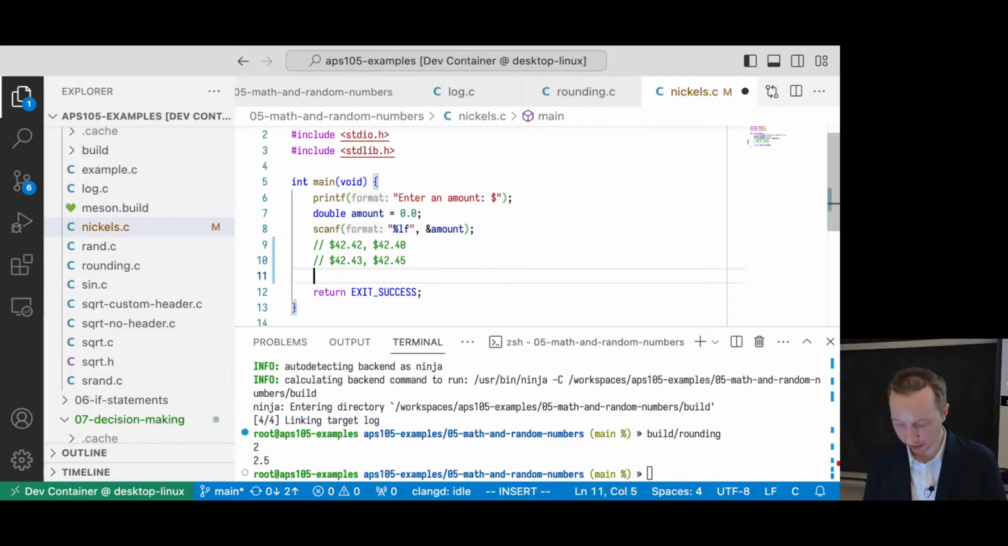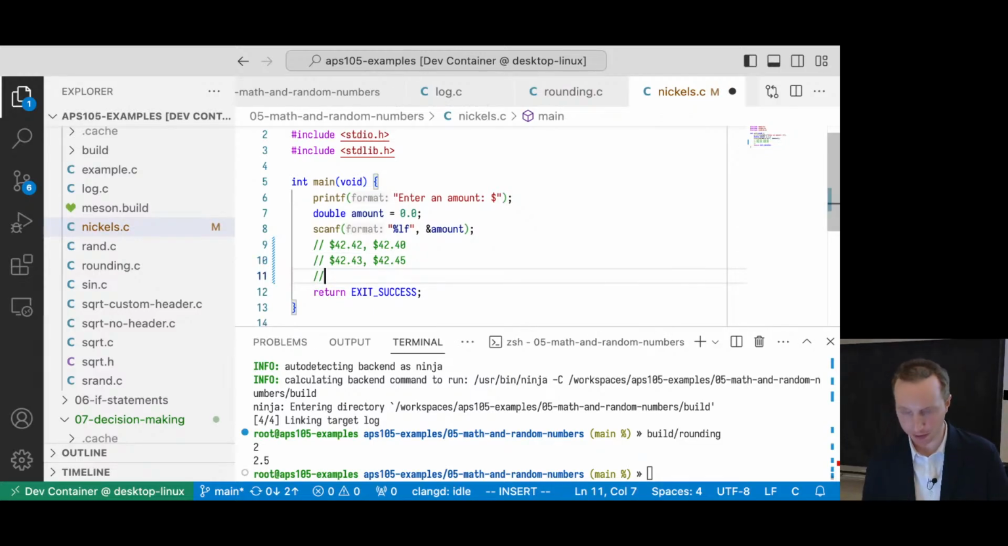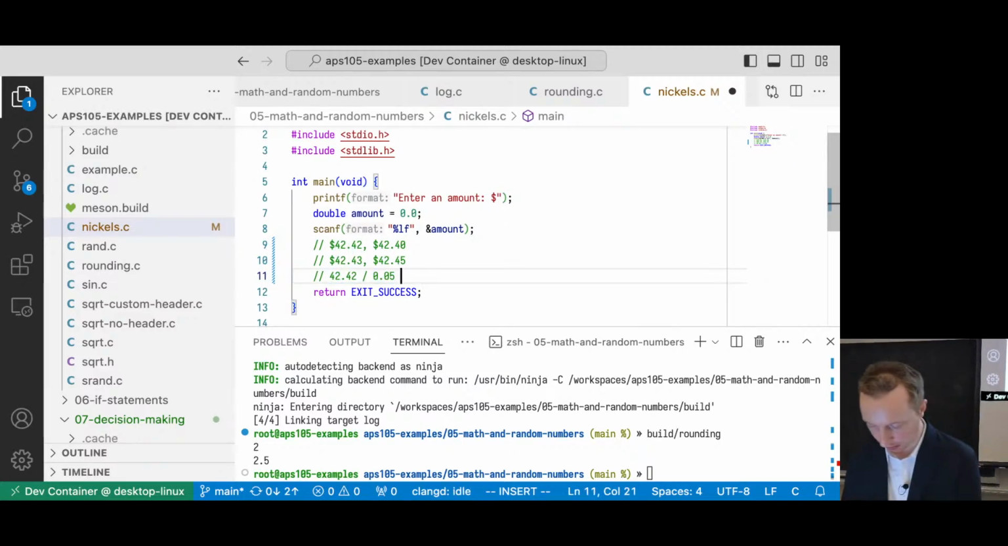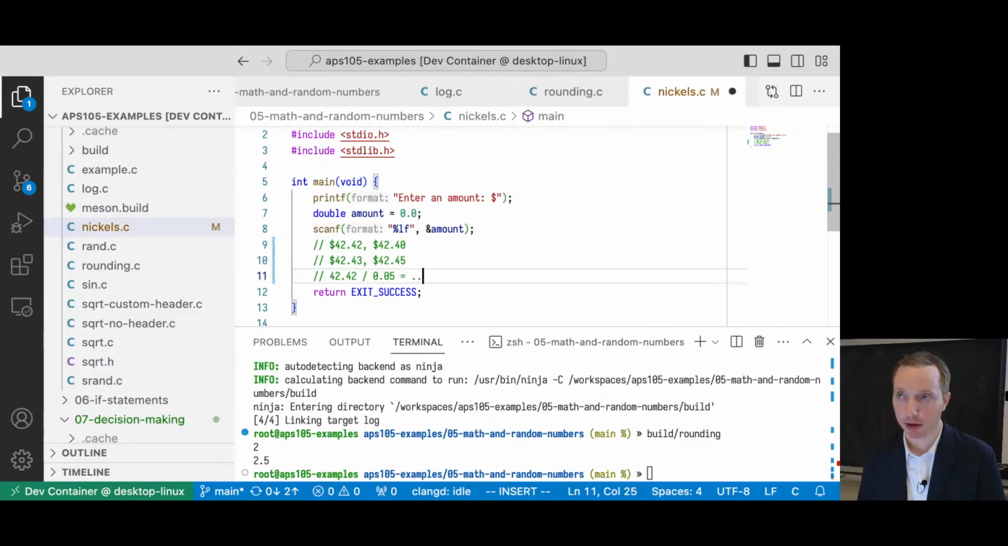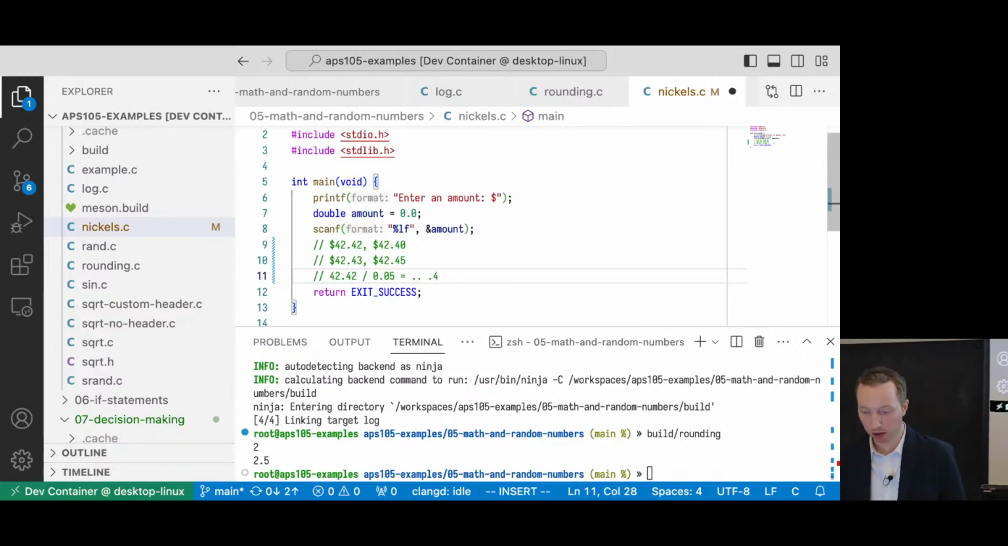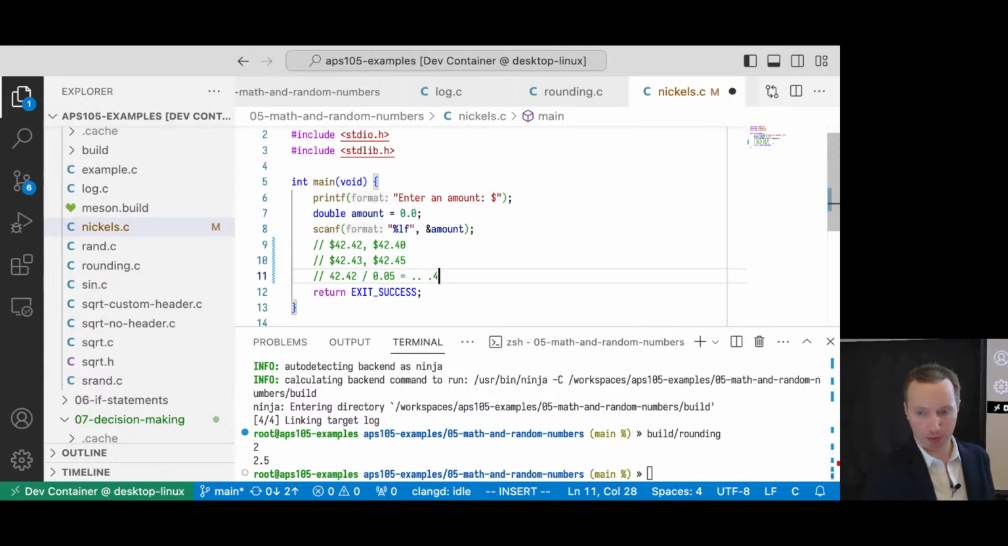So if I wanted to get the number of nickels, I could take 42.42 and divide it by the value of a nickel, right? If I divide it by the value of a nickel, that will tell me how many nickels I have. And in this case, it will give me some number, and then probably a fractional part like 0.4, right? So it will essentially be 2 out of 5 of a nickel. So the remainder will be 0.4.